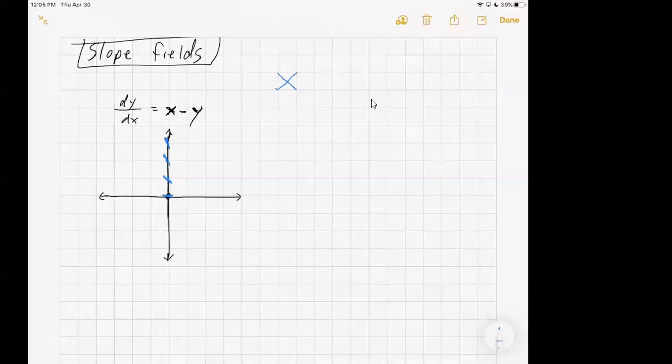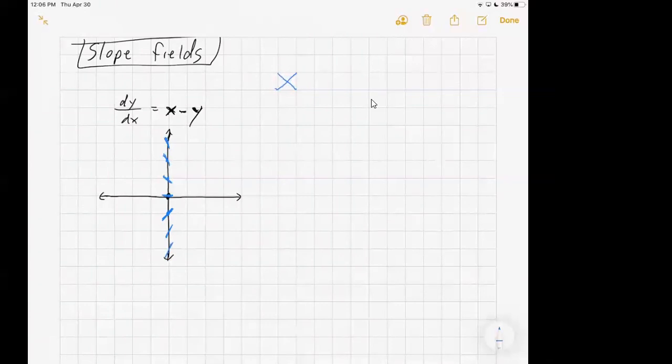Now, we would keep on going. We could go down to (0, negative 1). Well, that would have a slope of positive 1 because it would be 0 minus negative 1. And then a slope of, I maybe made that a little too steep, and then a slope of positive 2. And following the trend, a slope of positive 3.